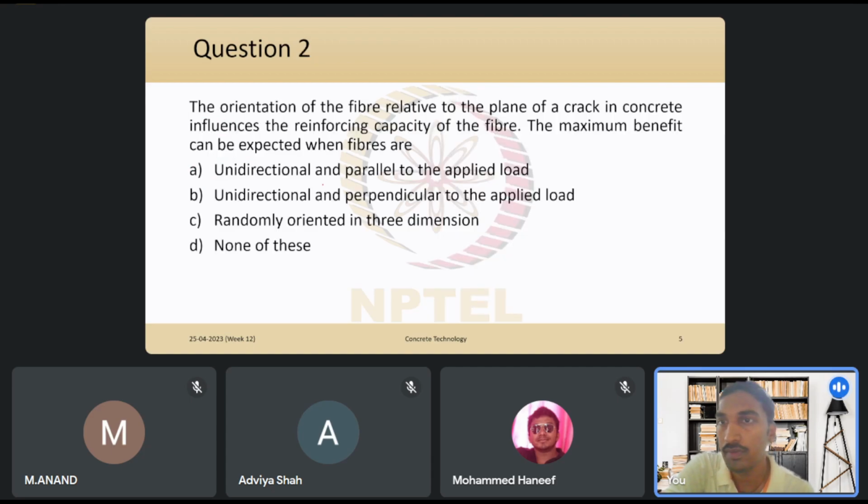Question number 2 now. The orientation of the fiber relative to the plane of a crack in concrete influences the reinforcing capacity of the fiber. The maximum benefit can be expected when fibers are, so we have four options: A, unidirectional and parallel to the applied load; B, unidirectional and perpendicular to the applied load; Option C is randomly oriented in 3 dimensions; Option D is none of these.